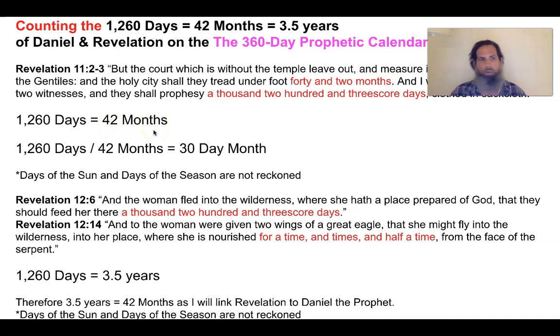Now on a lunar calendar, that doesn't work. On a 364-day solar calendar, that doesn't work. You have to have the 360-day prophetic calendar. And on a 360-day calendar, 42 months exactly equals 1,260 prophetic days. That is how this works, as the days of the seasons, as I explained earlier, are not reckoned. Okay? And we also see in Revelation 12:6 and 12:14 that 1,260 days equals a time, times, and a half of a time. So 3.5 years.